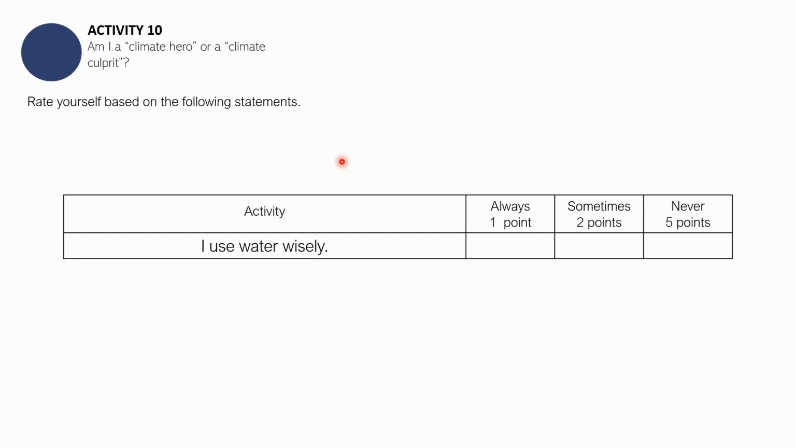Okay, so kung sakali bang always ang sagot mo, i-type mo na dyan sa calculator mo ang 1 point. Kung sometimes, 2 points. Kung never naman, 5 points. Tapos, ipa-plus lang natin dyan yung mga next pang magiging sagot mo. Okay, so let's continue. Next is, I eat a mixture of meat and vegetarian meals.